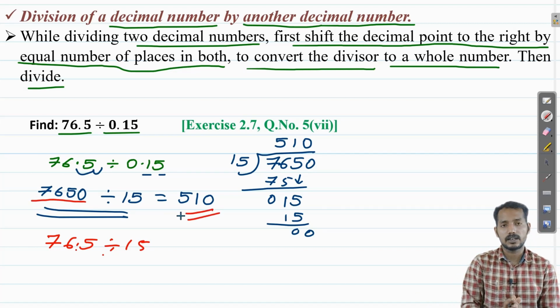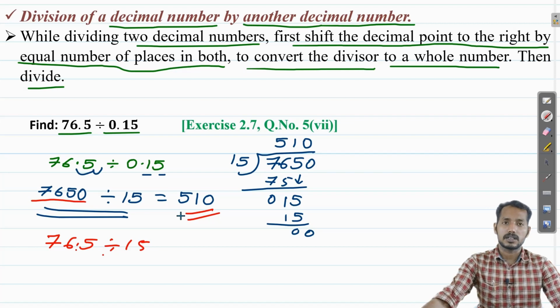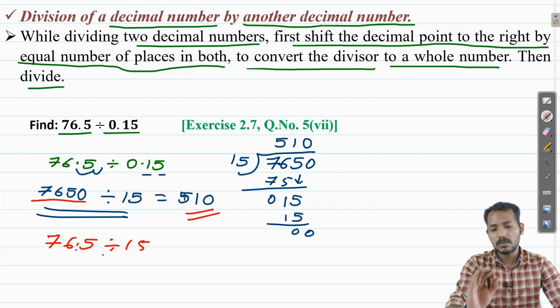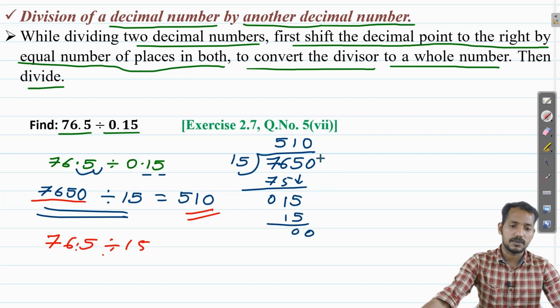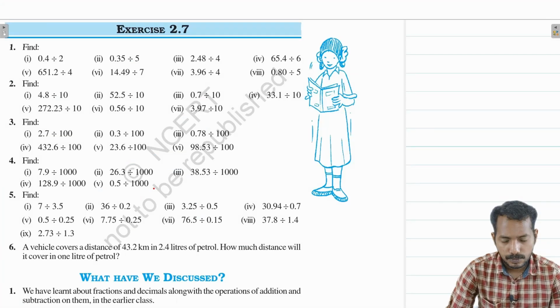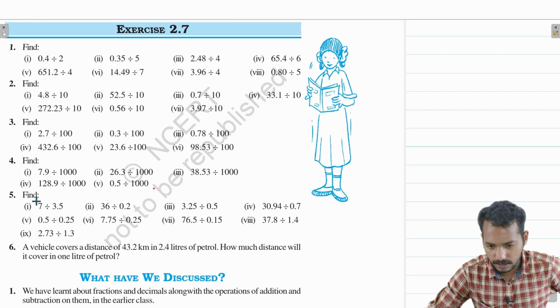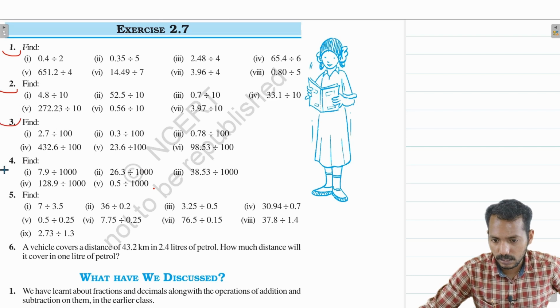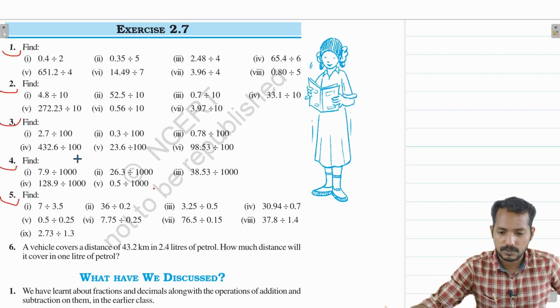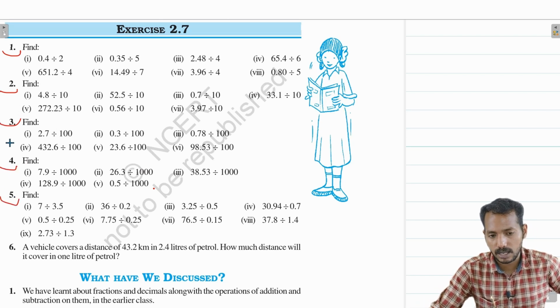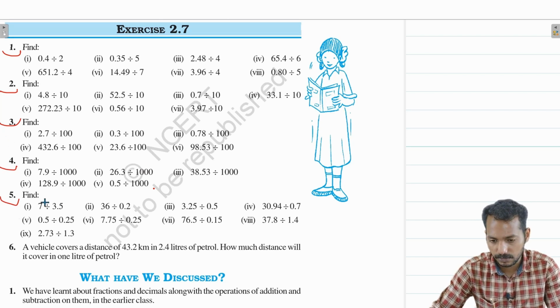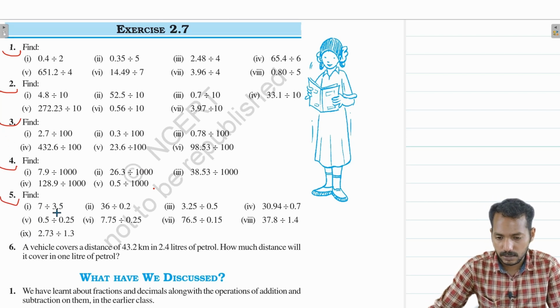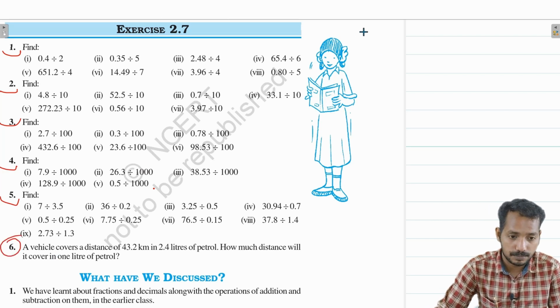It is clear. So this is all about division, multiplication, addition, subtraction of decimal numbers. So let's discuss some questions from exercise 2.7 to understand this. Here you can see some questions, question number 1, 2, 3, 4, 5. From all these questions, I have discussed some options. The remaining options, try yourself. Next, I am going to take question number 6 only here.